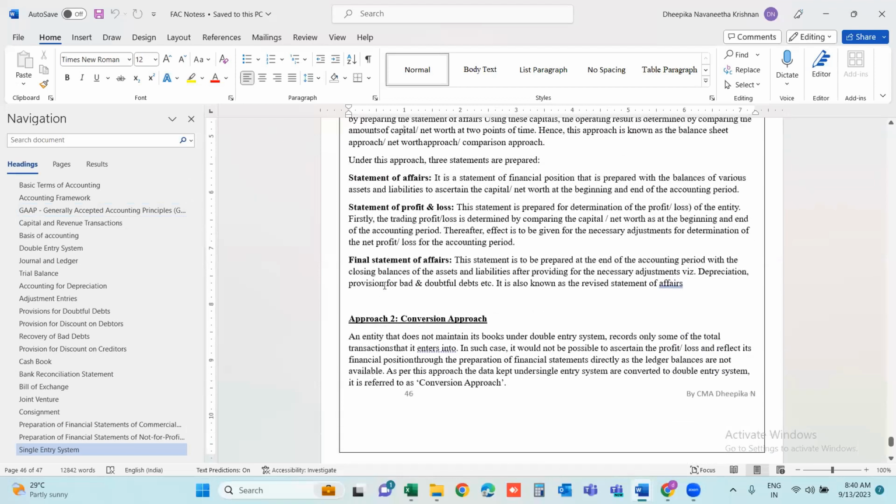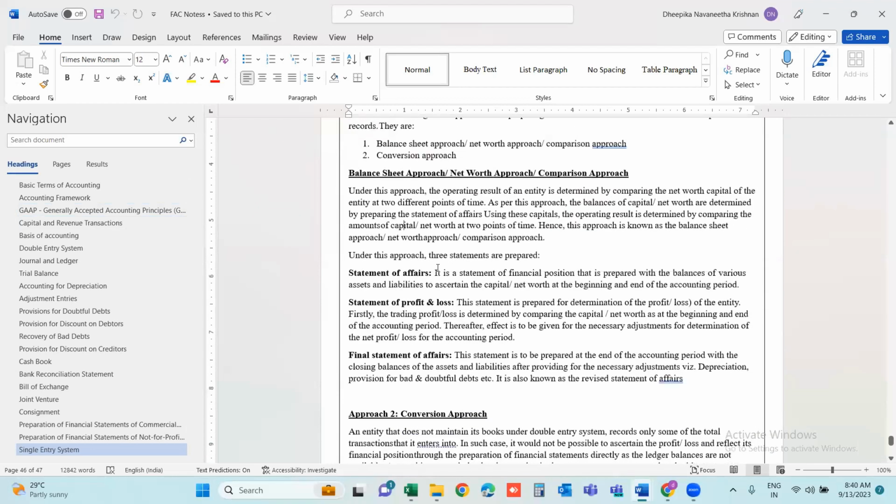Clear? So under the first approach, first I will prepare the statement of affairs. That is, I will ascertain the opening capital and closing capital. Next, I will prepare the profit and loss account. How will I prepare it? Closing capital minus opening capital, add drawings, less additional capital, and I will arrive at the net profit. In that net profit, I will adjust the depreciation and everything, and prepare a statement for that.